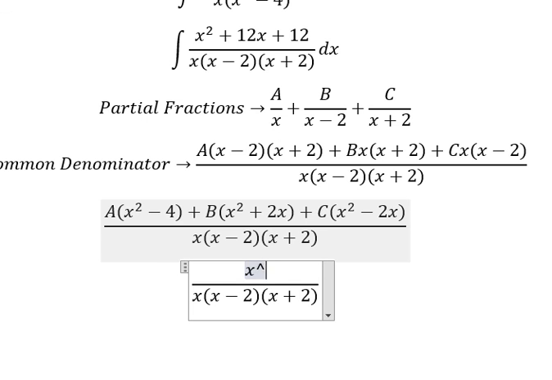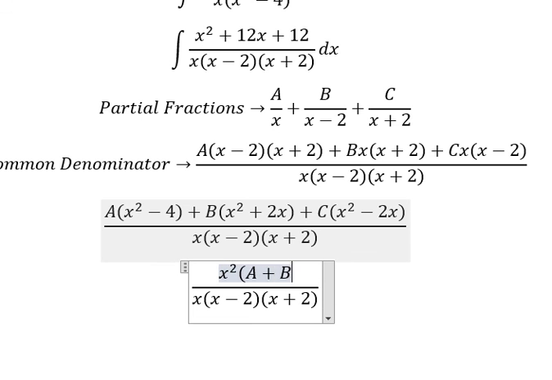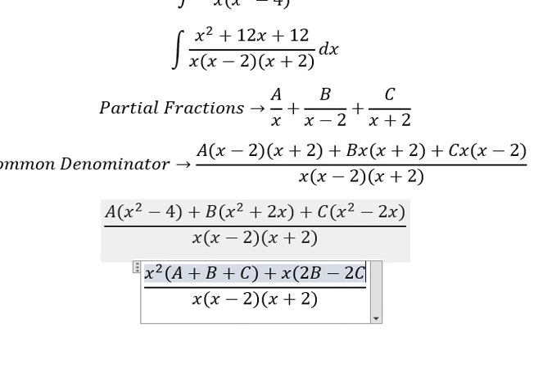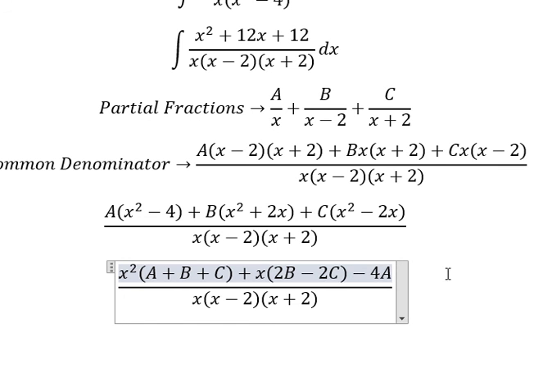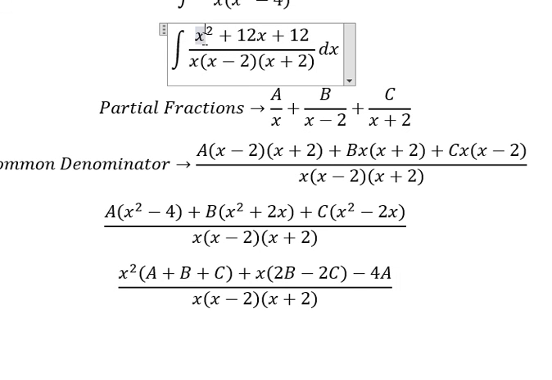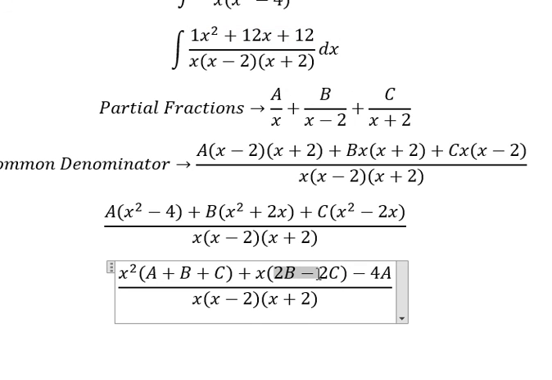So about s squared we have A plus B plus C. About s we have 2B minus 2C. About the constant we have negative 4A. Now we need to compare coefficients. We have s squared, we have s squared. The coefficient of this one is number 1. So A plus B plus C equals number 1 in here. 2B minus 2C equals number 12. Negative 4A equals number 12 in here.